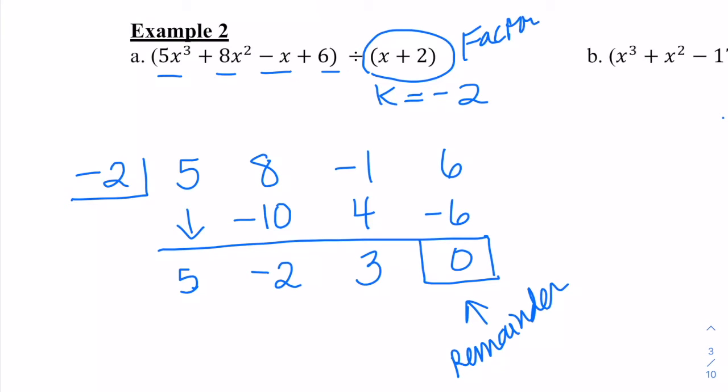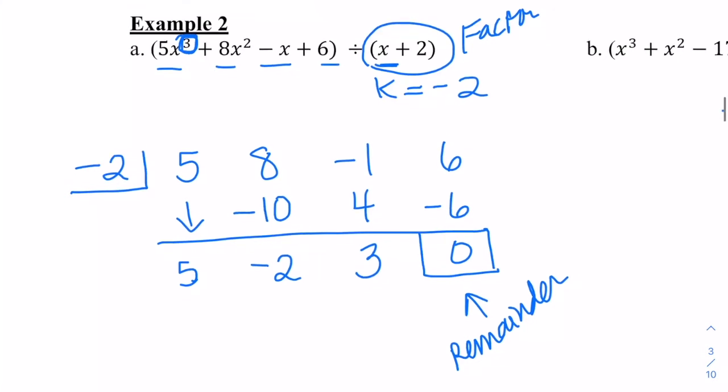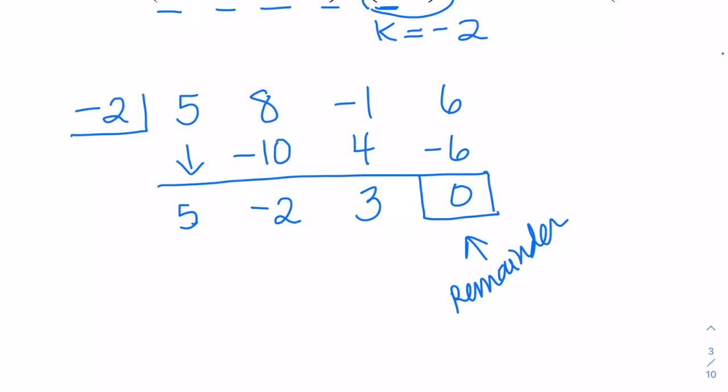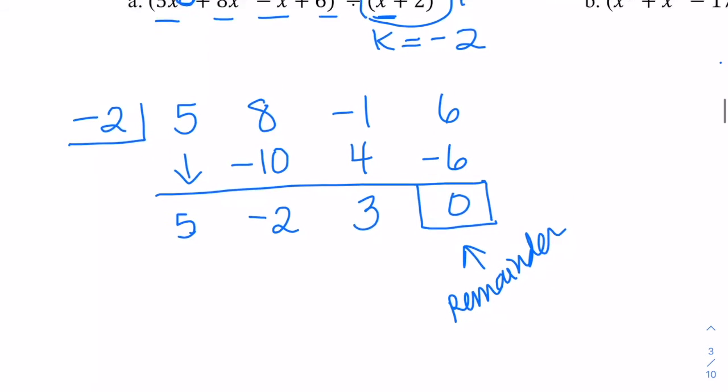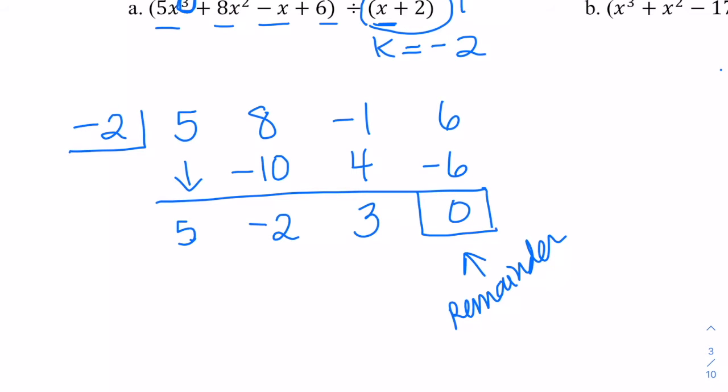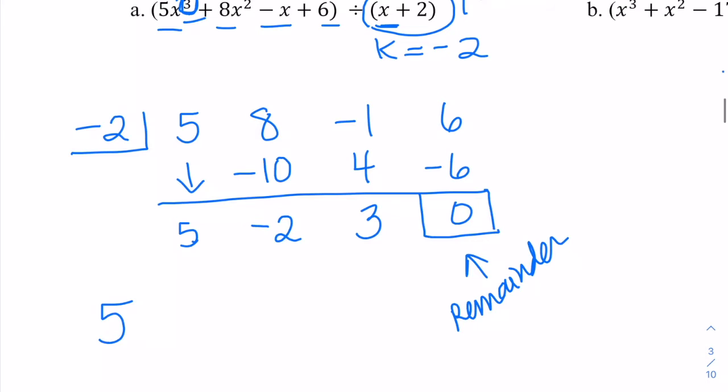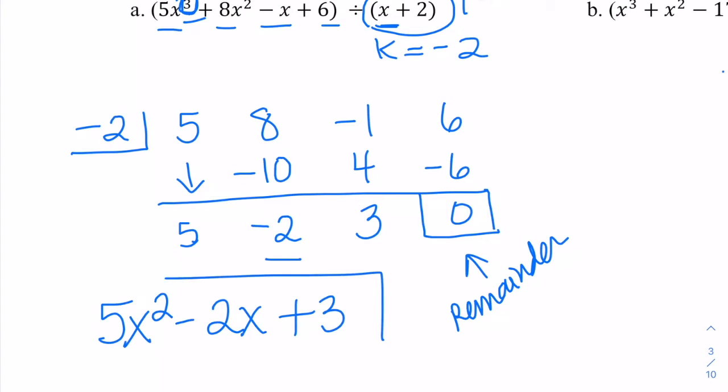So when I divide that by 1x, I essentially took the degree of x. So these new numbers are going to be my new coefficients and constants, but instead of x cubed, I'm going to start off with 5x squared minus 2x plus 3. And we completed our synthetic division.